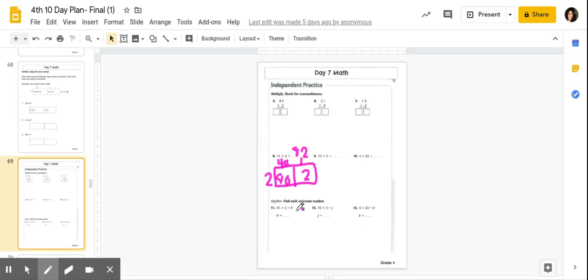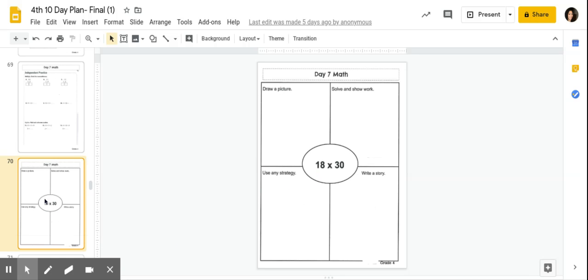And then same thing down here. Don't let the letters confuse you. It's just asking what the answer is of 41 times 2, 12 times 3. It's the same thing as the problems that were up here. Okay, now the next page.